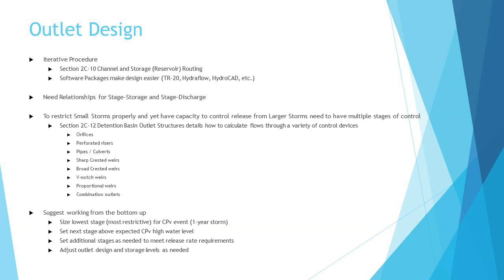And I suggest working from the bottom up. Get an outlet that works for your 1-year event for small, figure out your high water elevation, and then set your next level. Design a weir or something for that and work your way up from the bottom.